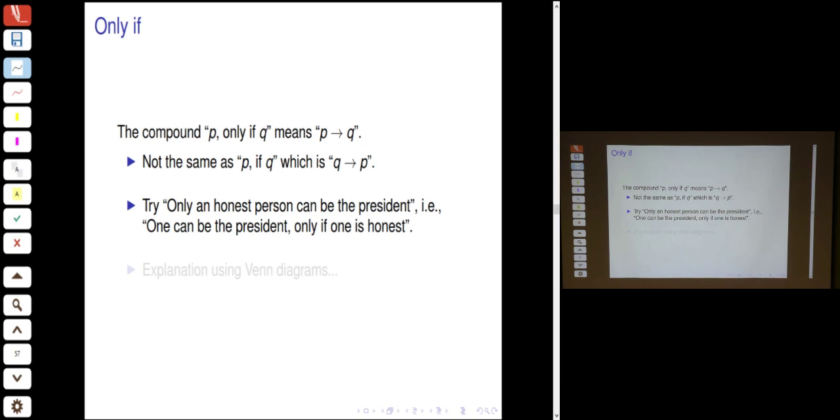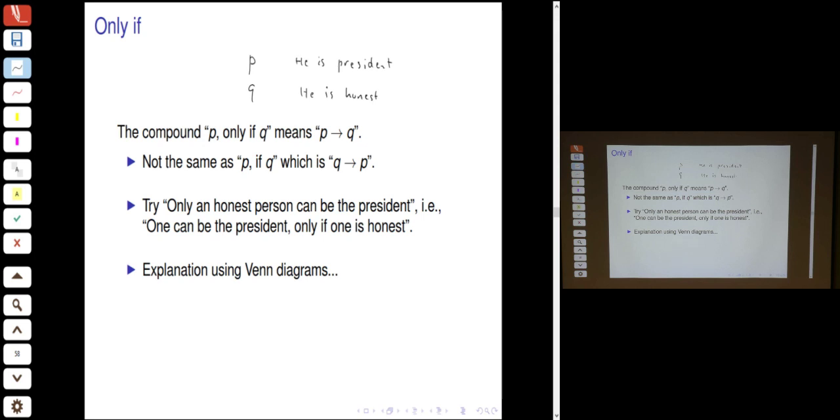It only says if one is president, then one is honest. Right? So it's P arrow Q. Okay, so I can give you an explanation using Venn diagrams. Let's say that P denotes he is a president. So he is someone. Okay, one is president. And Q says he is honest, or she, he is honest.